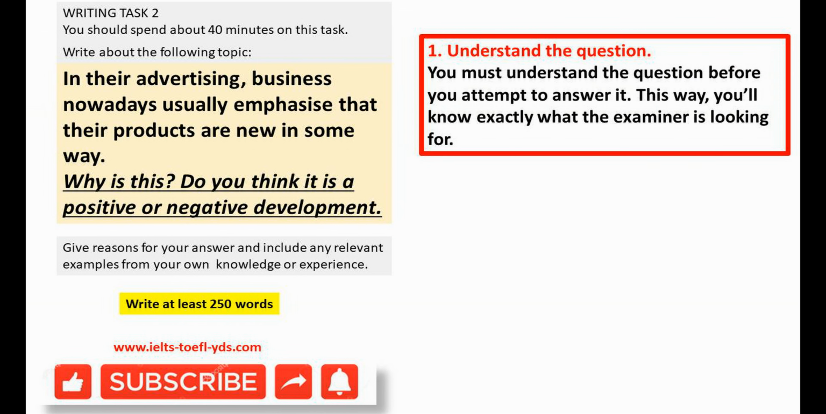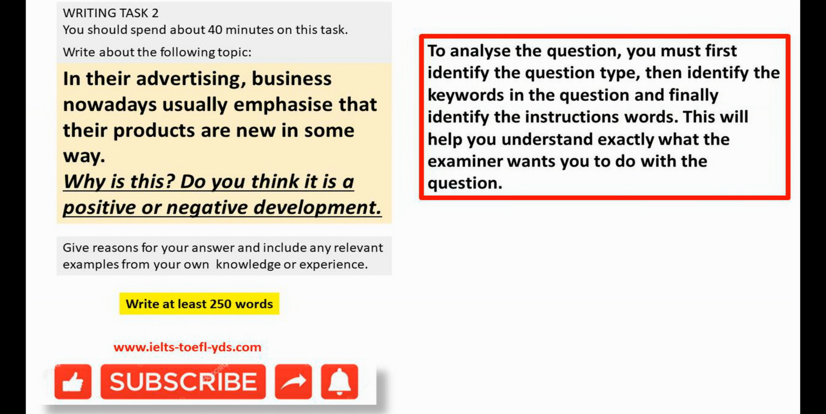1. Understand the question. You must understand the question before you attempt to answer it. This way, you'll know exactly what the examiner is looking for. To analyze the question, you must first identify the question type, then identify the keywords in the question, and finally identify the instruction words. This will help you understand exactly what the examiner wants you to do with the question.